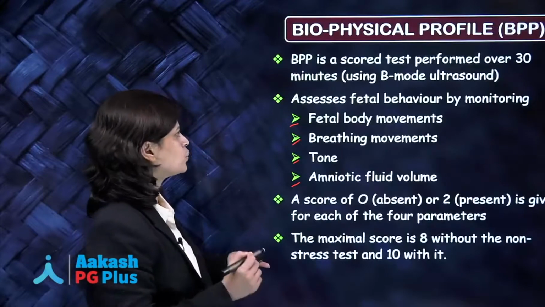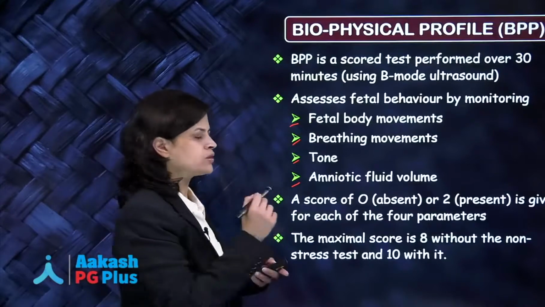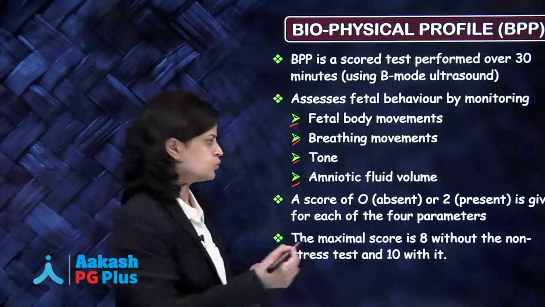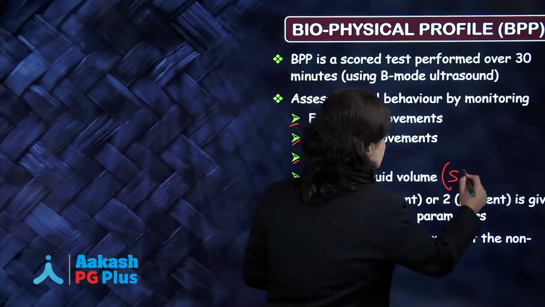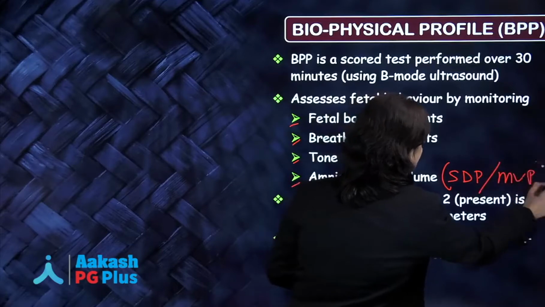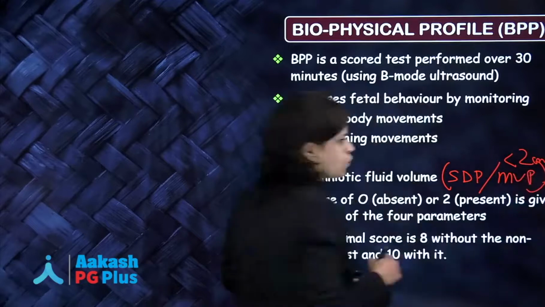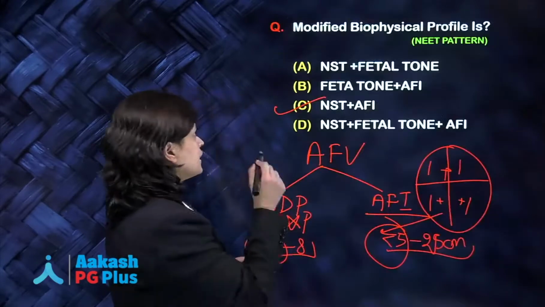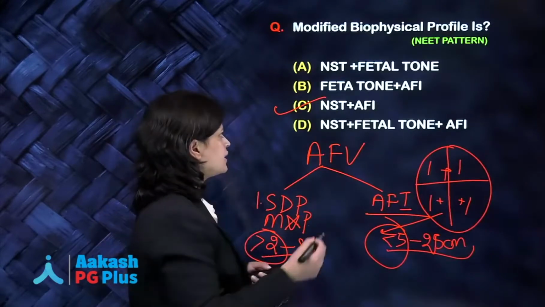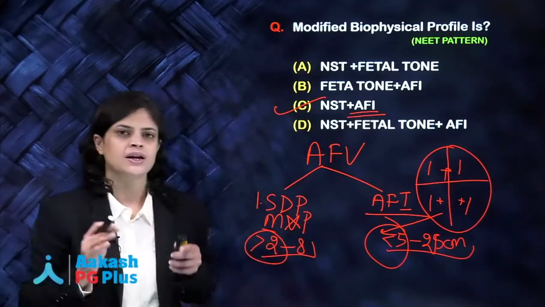So when we are doing the biophysical profile, we measure the amniotic fluid volume in terms of the single deepest pocket or the maximum vertical pocket, which if less than 2 centimeters is given a score of 0. In the modified biophysical profile, we measure the amniotic fluid volume in terms of the amniotic fluid index.